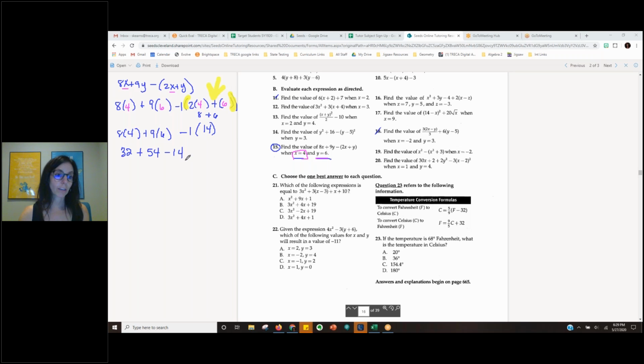And now I'm going to add and subtract from left to right. So this gives me, let's see, 86. And 86 minus 14 is going to give me 72.